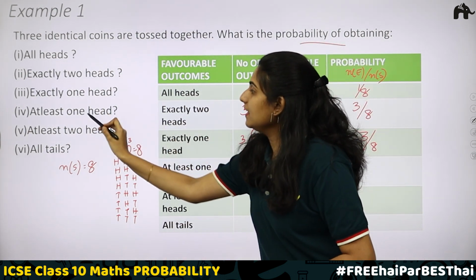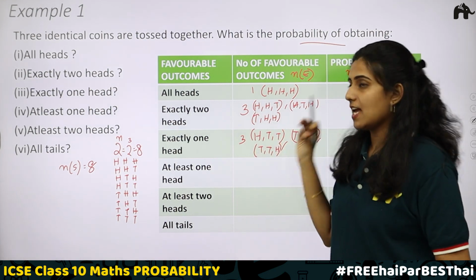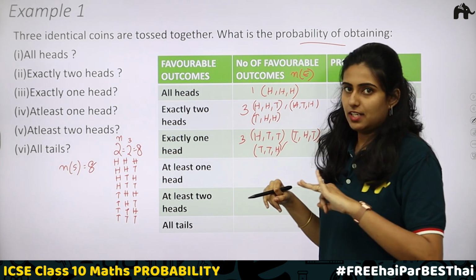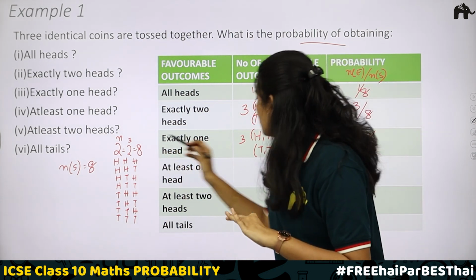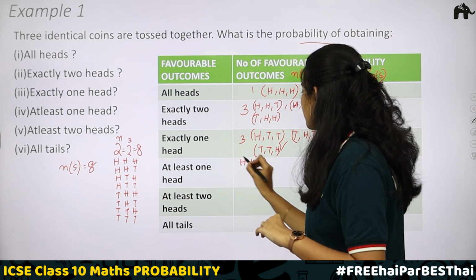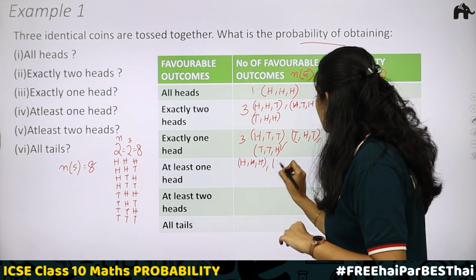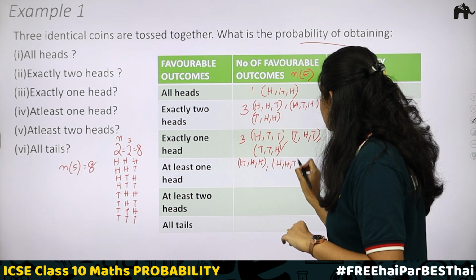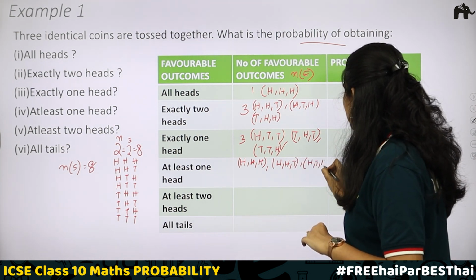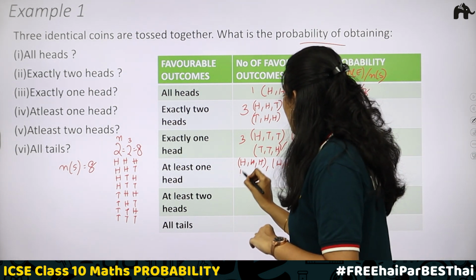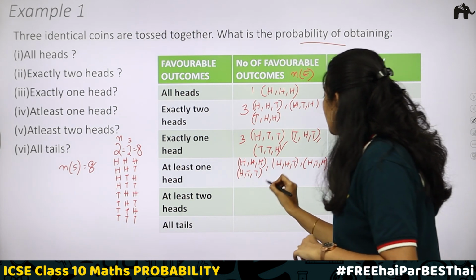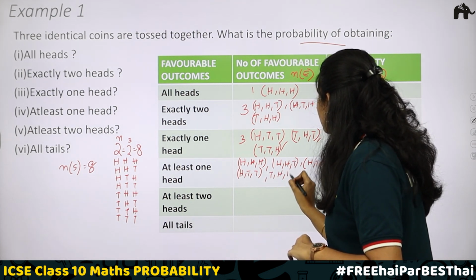Next, at least one head. As I said, it can be 1 head, 2 head or 3 head. Therefore, what are the cases? Head, head, head can be taken. Head, head, tail can be taken. Head, tail, head can be taken. Head, tail, tail can be taken. Tail, head, head can be taken.